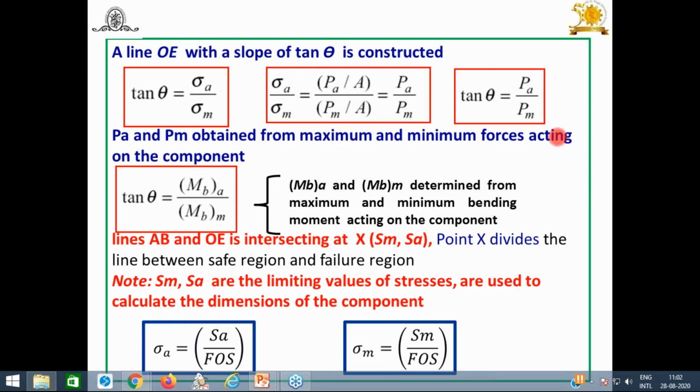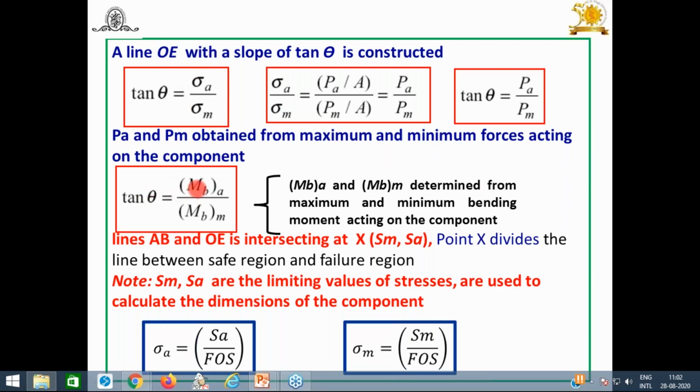Sometimes it may be given in terms of load, sometimes in terms of stresses, sometimes in bending. Suppose a component is subjected to some maximum bending stress of something Newton per mm square, or sometimes a bending moment of 50 kilonewton meter, like this, or in mm also.